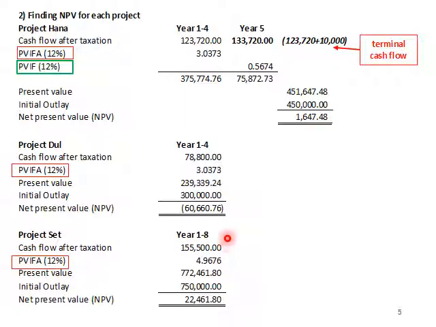Untuk project SET, year 1 until year 8, dia punya cash flow sama. So this one lah cash flow after tax 155,500, and this one since dia sama untuk 8 tahun, you akan guna cumulative. So 4.9676 you times dia dengan 155,500, you dapatlah 772,461.8, and then you compare kan figure yang ini, net present value yang ni, present value yang ni kepada the initial outlay. So dapatlah net. Net dia adalah 22,461.8. Okay, so this one indicates a positive value. It is good for the company.